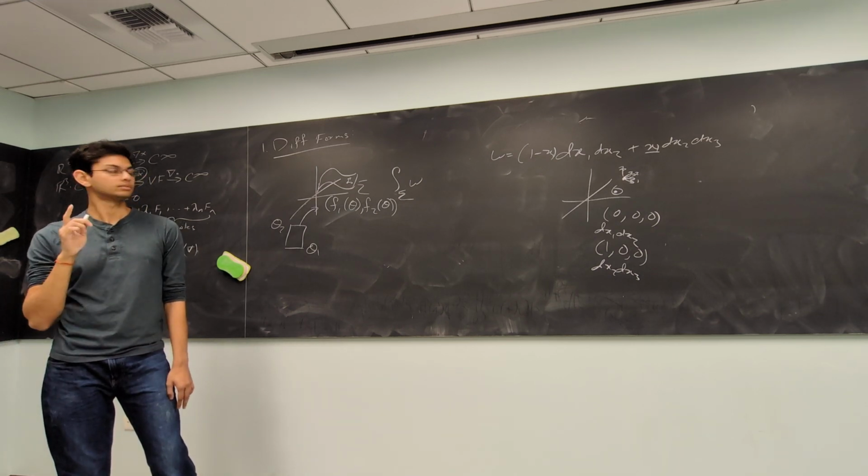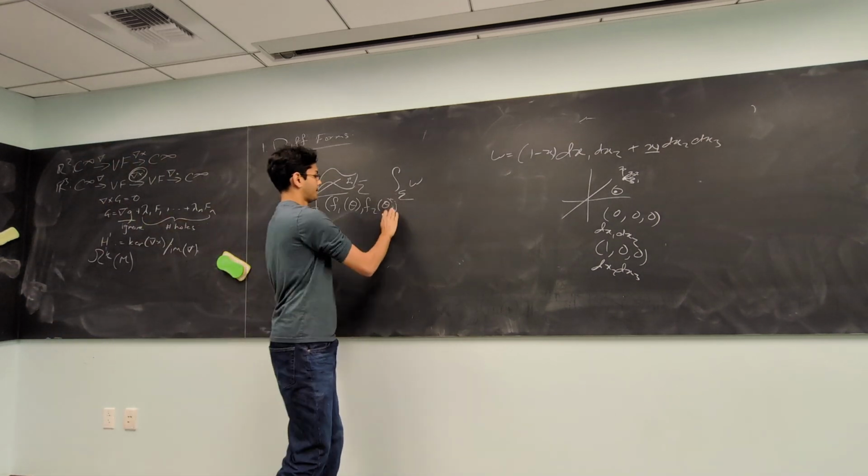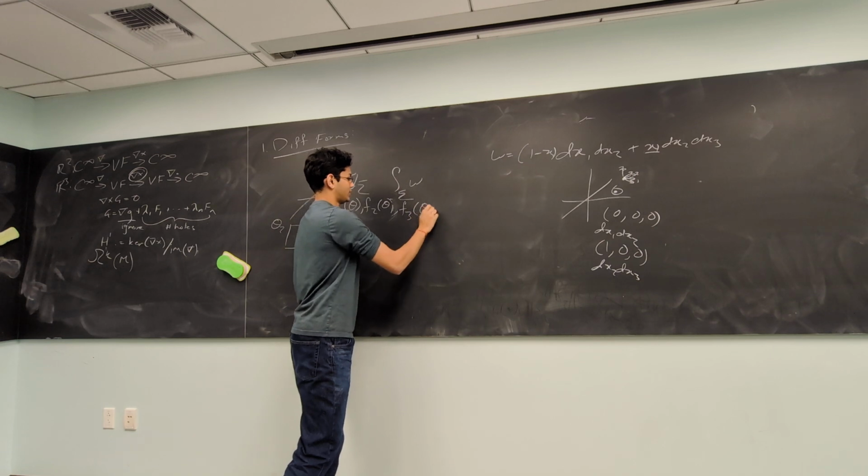Wait, why is the mapping only two-dimensional instead of three-dimensional? Because I forgot how to do math.